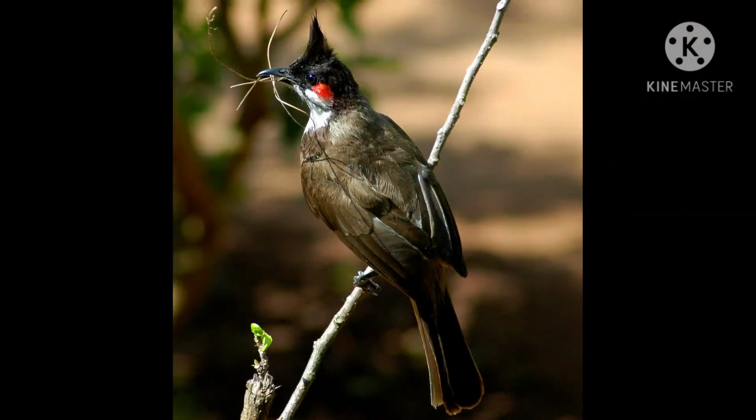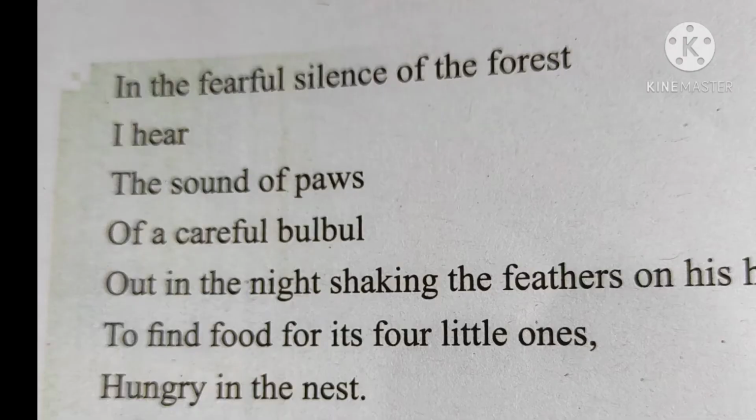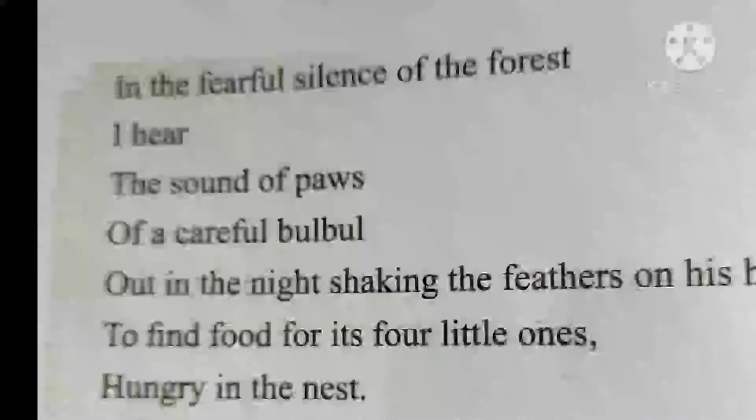The little ones means the children. In human's case, we will say children. And in bird's case, they are the offsprings. The little ones are in the nest and they are hungry. The bulbul is shaking its feathers that are on its head.